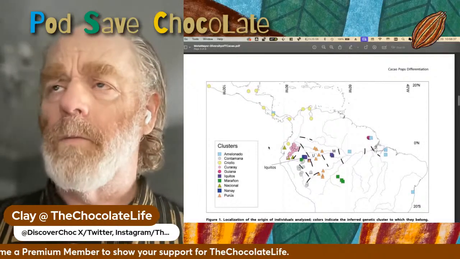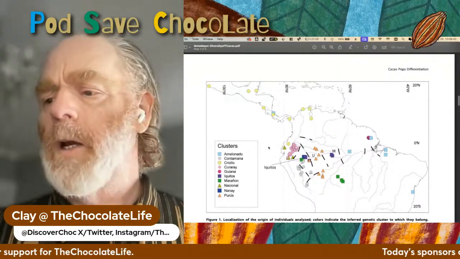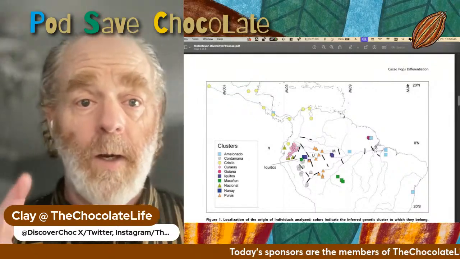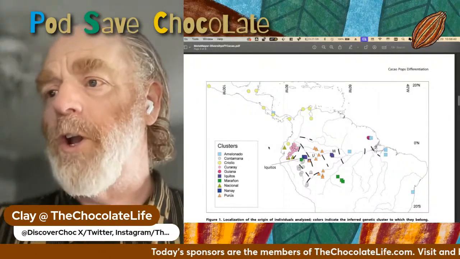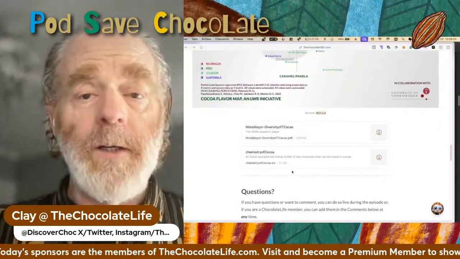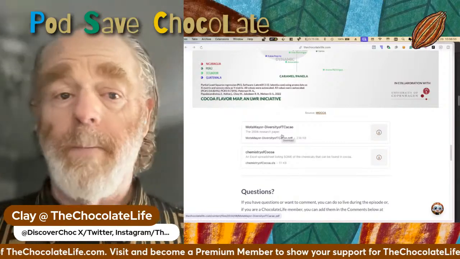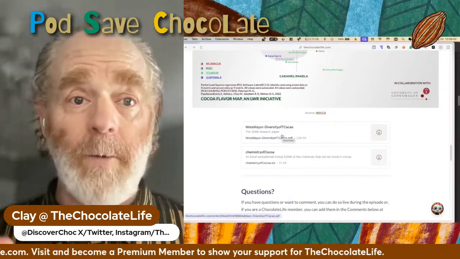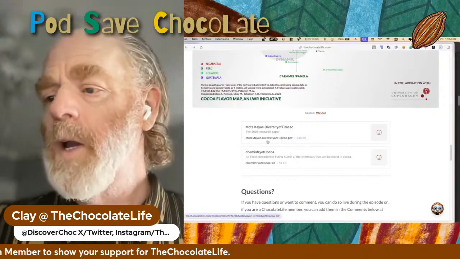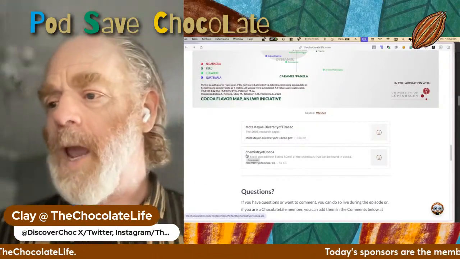There has been more work done since this, and I've talked about it, which identifies much more closely the geographic origin for Criollo. But what I have done is uploaded the Montemayor paper to the post for today. So if you are interested, you can download the paper. I've also uploaded the spreadsheet, which I showed earlier, on the chemistry of cocoa.